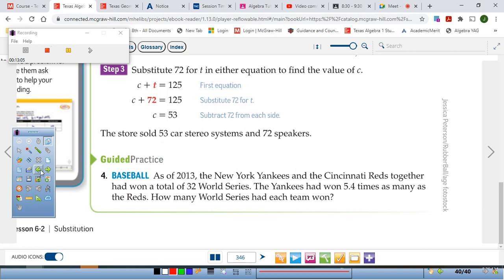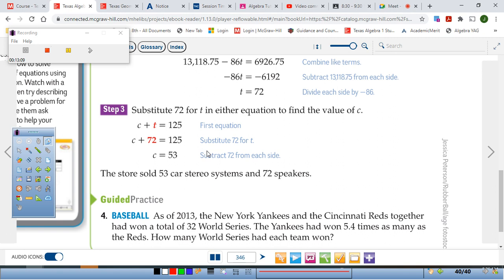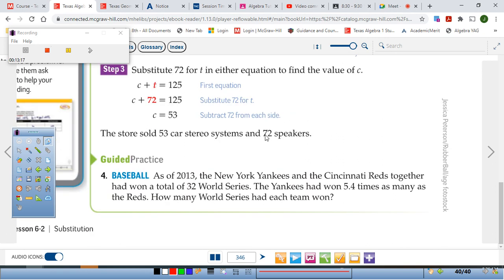Let's try one over here. Okay, and then don't forget what the numbers mean. Again, C we meant for stereos, so physically car stereos, and T was for speakers, so it's 72 speakers.